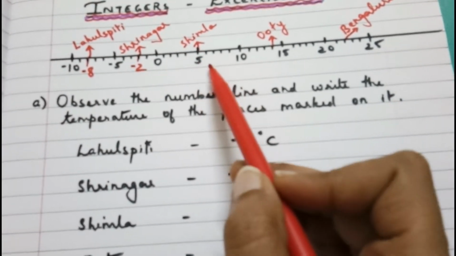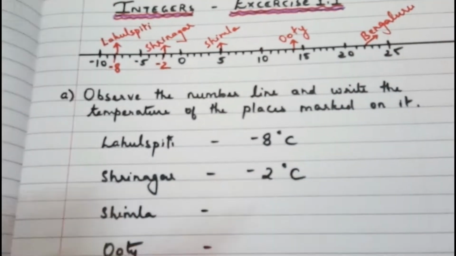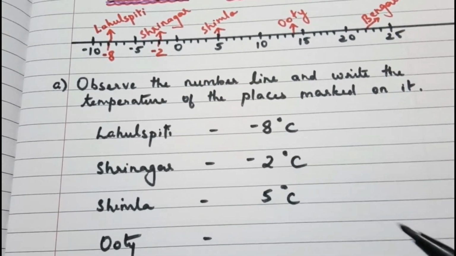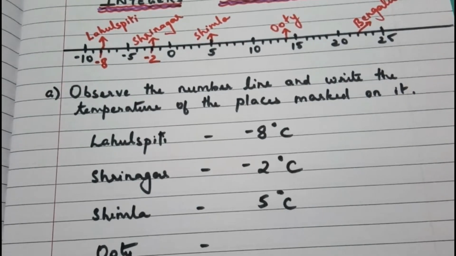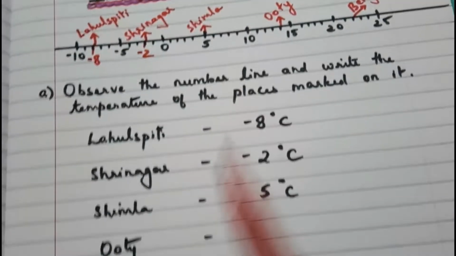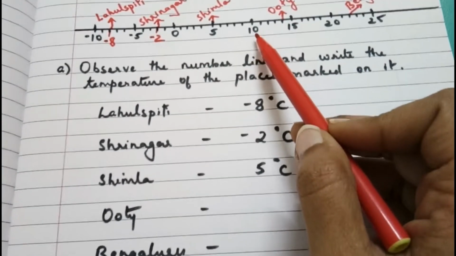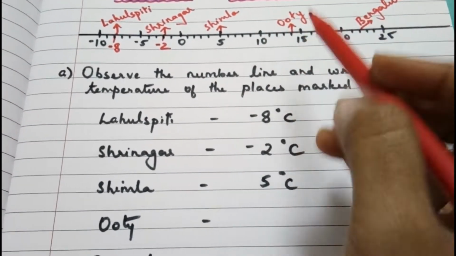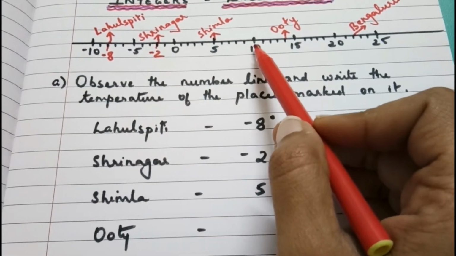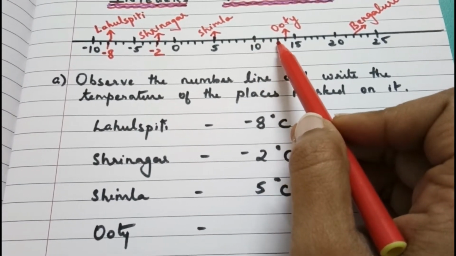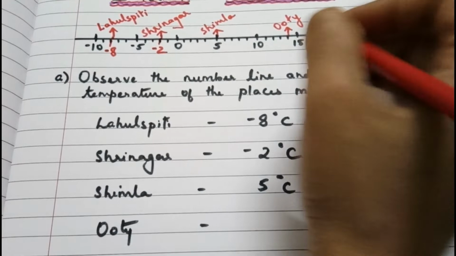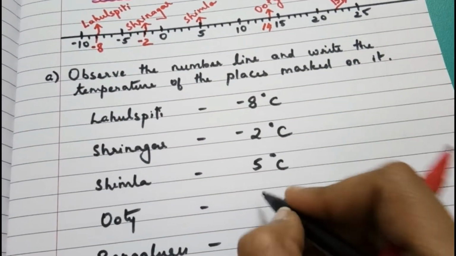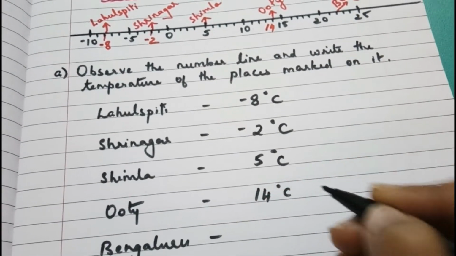The third comes Shimla. It's clearly mentioned above the number 5, which means the temperature of Shimla is 5 degrees Celsius. It's a +5. Next place is Ooty. And the temperature is between 10 and 15. So let's count, say 10, 11, 12, 13 and number 14. So here the temperature is marked as 14 degrees Celsius for Ooty.